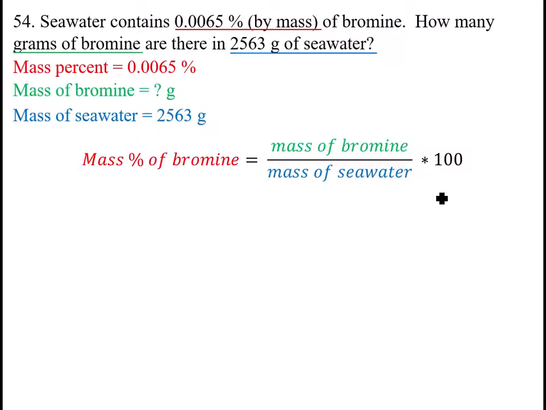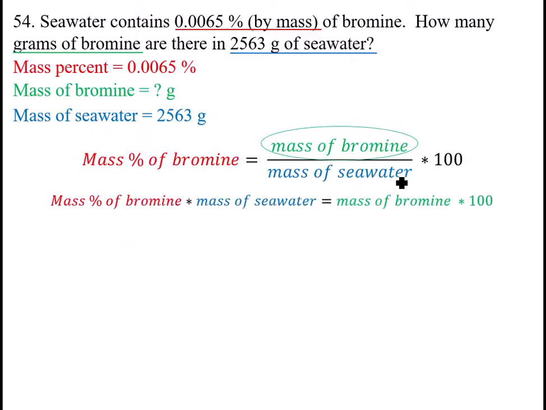Now, I usually suggest circling what it is you're looking for. Isolate it in some way so that you can see it. I want to leave this by itself and manipulate the equation so that it's the only thing on one side. First, I'm going to get rid of my fraction by multiplying by the mass of seawater on both sides. So I get mass of bromine times the mass of seawater is equal to the mass percent of bromine times 100. I recircle mass of bromine because I still want to isolate that.